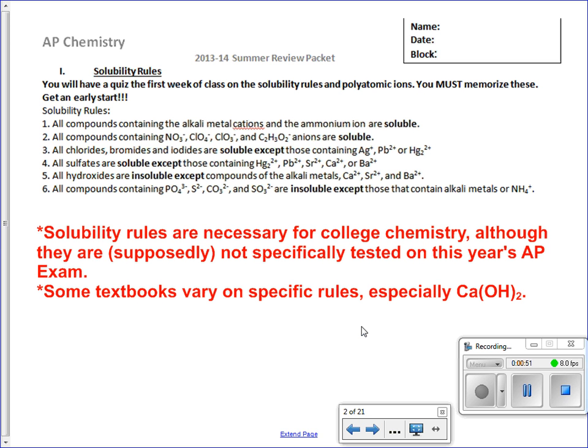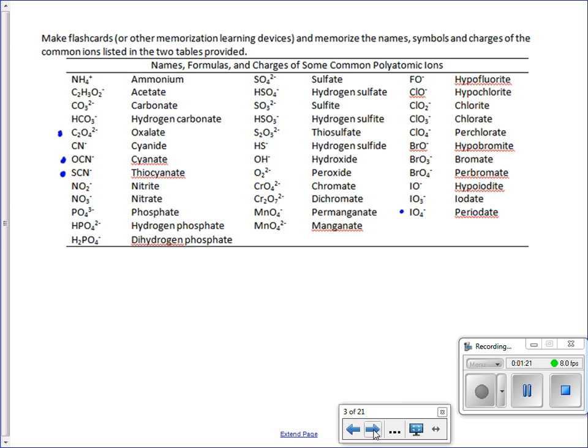Remember that the AP Chem exam has undergone some significant changes. However, I'm going to expect you to know and to be able to apply these solubility rules. Something else you should know is that depending on which textbook you use in college, it may have different solubility rules than those that we've used in this course. So just be aware that there might be some variation, especially with calcium hydroxide and a couple of other compounds. But I'll point those out to you as we get to them.